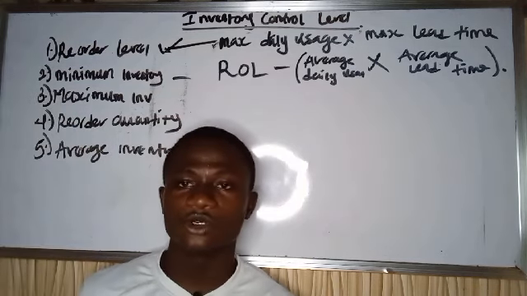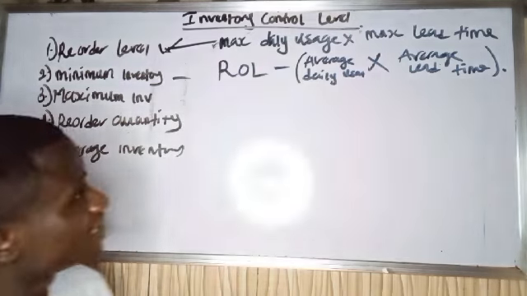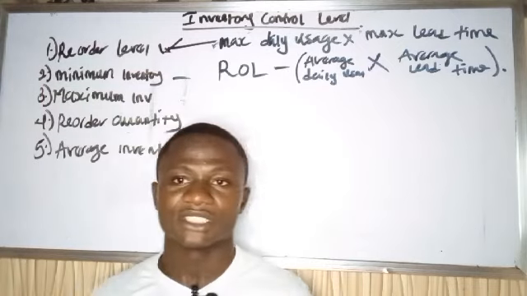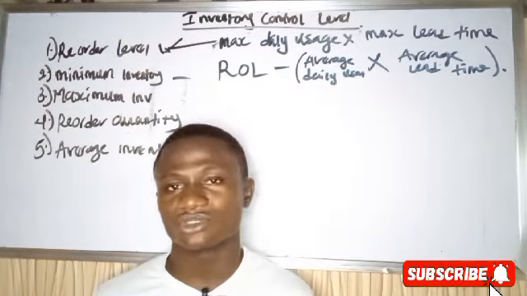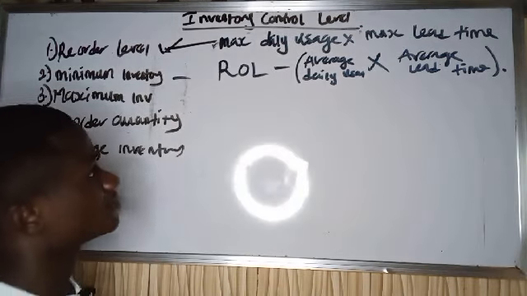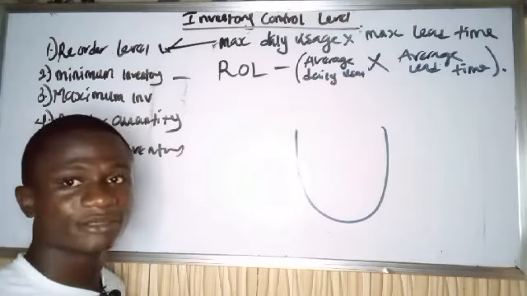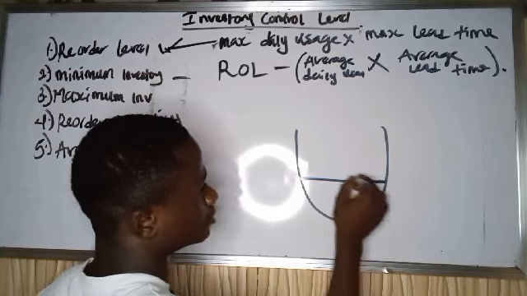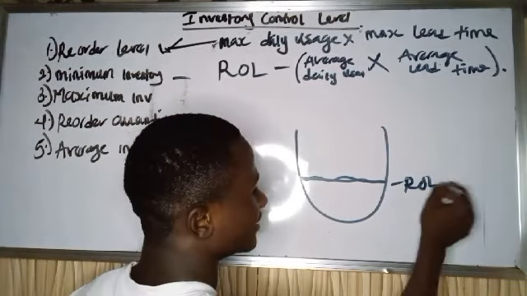And how do we arrive at this formula? Don't forget, what does minimum inventory level mean? It means that below this particular amount, we don't want our inventory level to fall. Let me give you a good example. Consider a bucket like this. So this is a bucket. If the water is at this level, you will go and fetch another one. This is your reorder level.